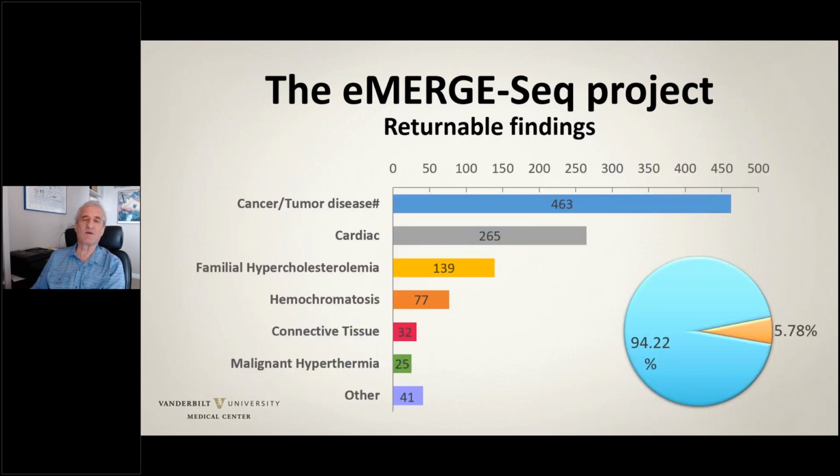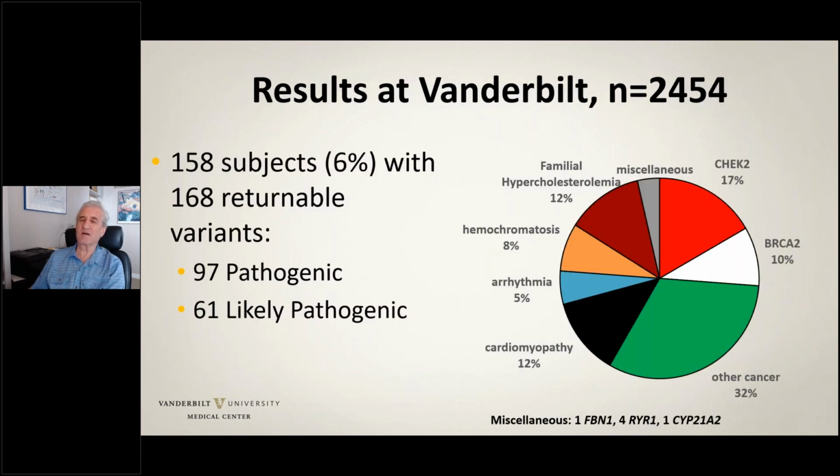This is the overview of the returnable results in the eMERGE-Seq project. These are the pathogenic and likely pathogenic variants, mostly in cancer or in cardiovascular disease. Cardiac here is cardiomyopathies and arrhythmias, and aortopathies largely, and then familial hypercholesterolemia, cardiovascular disease occupies a space of its own. 5 to 6% of patients had a returnable variant, and these are the results at Vanderbilt, very similar to the results across the board, most in cancer and in cardiovascular disease, 6% returnable. We had 10 subjects who unfortunately had 2 pathogenic or likely pathogenic variants.